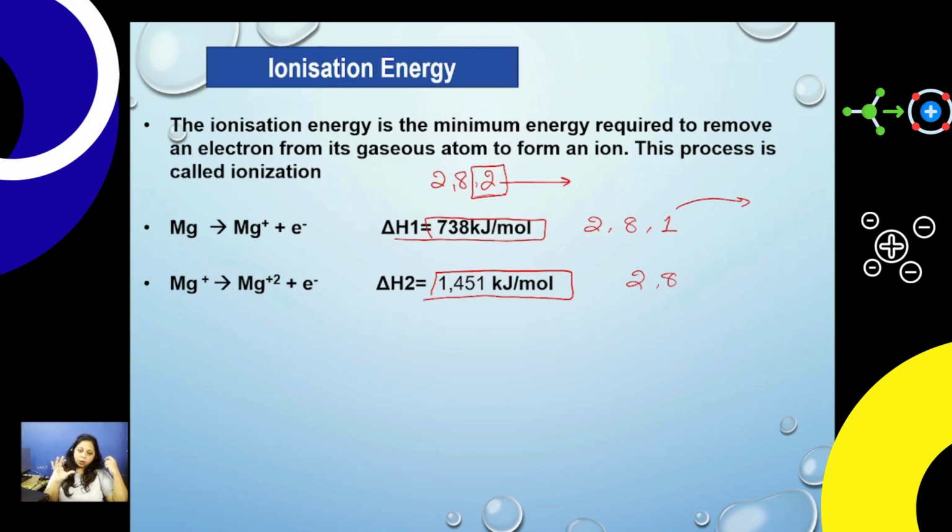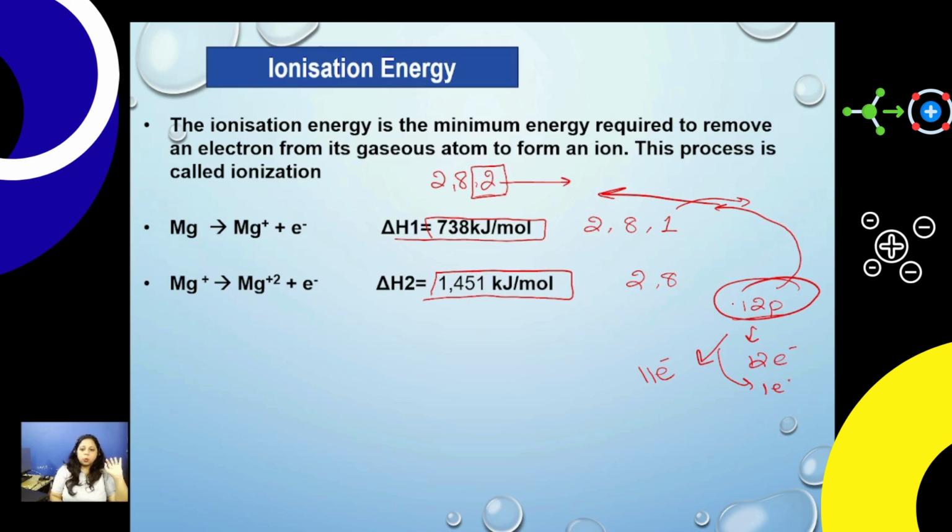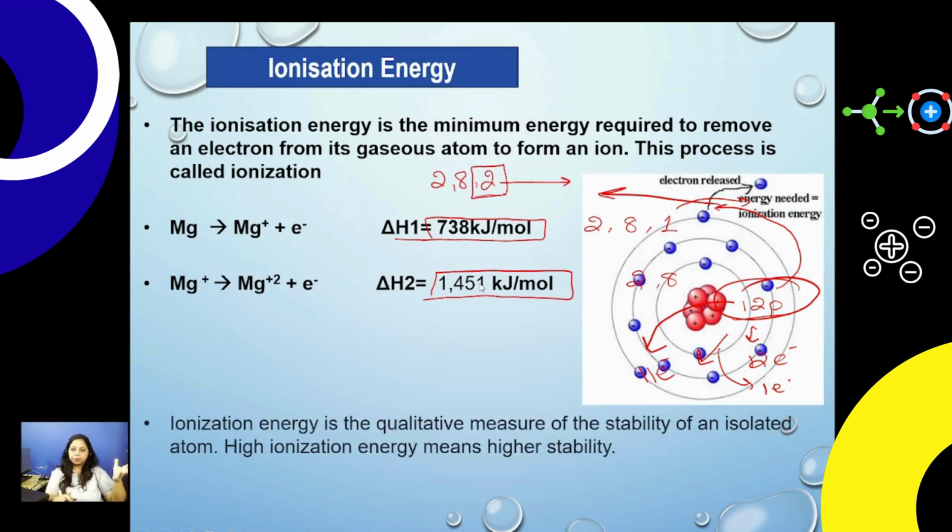So the nucleus now has 12 protons, and it has control over 12 electrons. Let's say one electron is lost. Now 11 electrons are left. This proton would have much higher control, or much higher nuclear attraction, for these 11 electrons. It would be really hard to remove the other electrons. That's why more energy is needed.